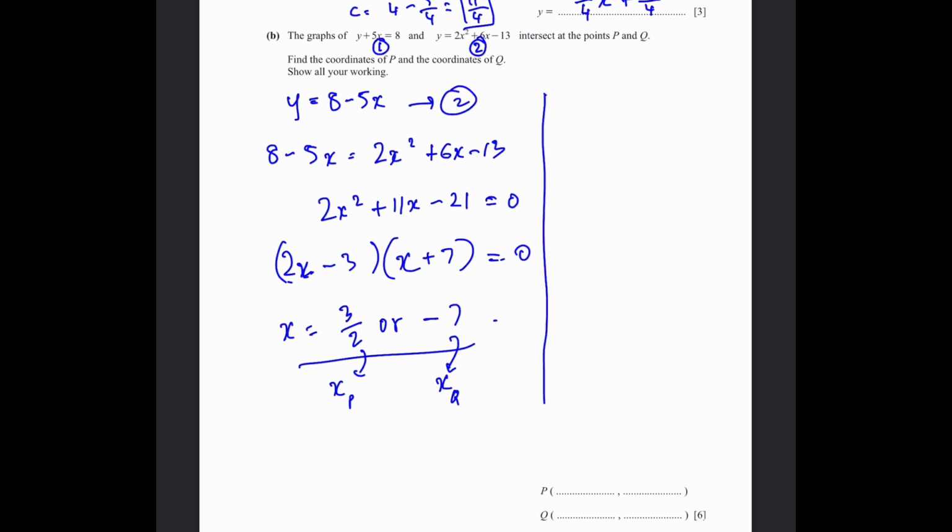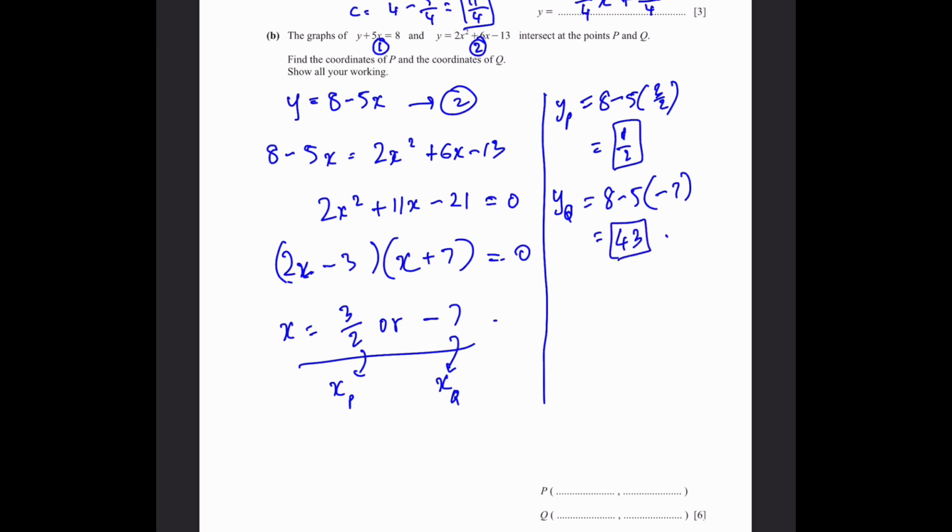Now we can find the y values. I'm going to substitute it into this equation, which is the same thing as equation 1. You can substitute into this, but it takes a bit more time. That's why you do the first one. So y of P is equal to 8 minus 5 times 3 by 2. And that's going to be half. And now the y coordinate of Q is going to be 8 minus 5 times minus 7. That's going to be 43.